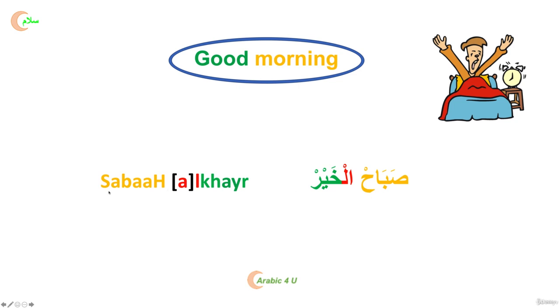Now let's read it in English. Again, this S here is the same S as in saw, not as in sad. Then ba, and I put here double A to make sure that you pronounce this long. Then here we have an H. I put it here as a capital H because we have two H's in Arabic. One is pronounced from the throat and one is pronounced a little bit deeper. So let's say this word together. Sabah.